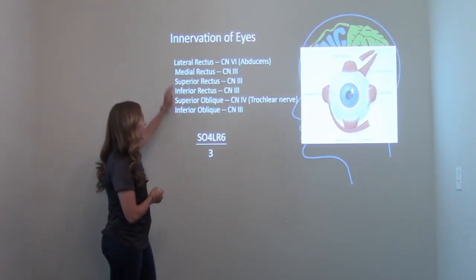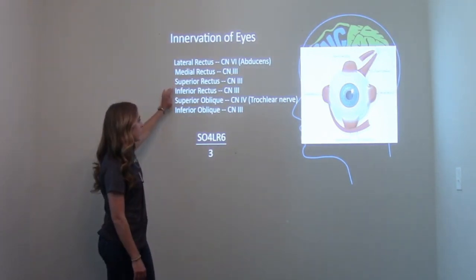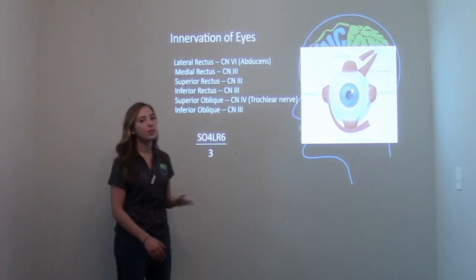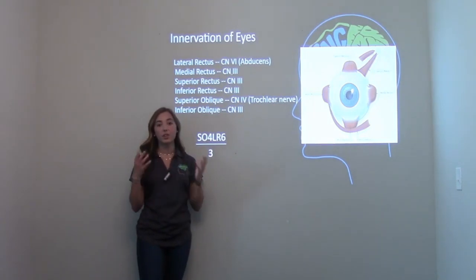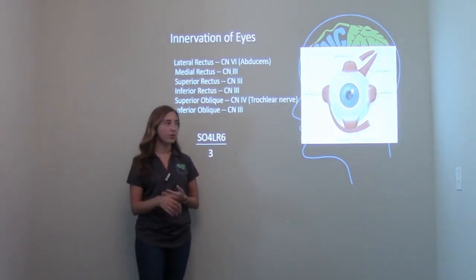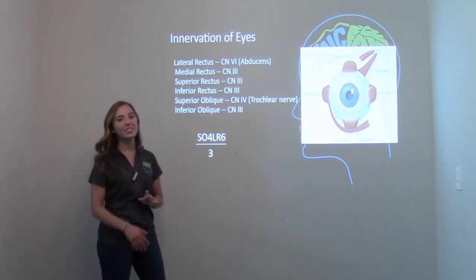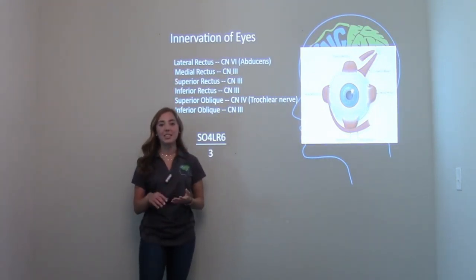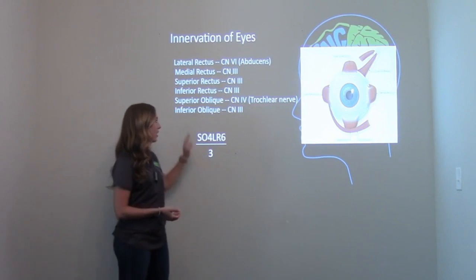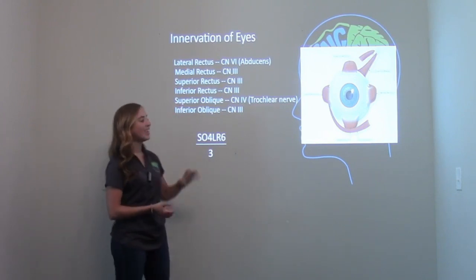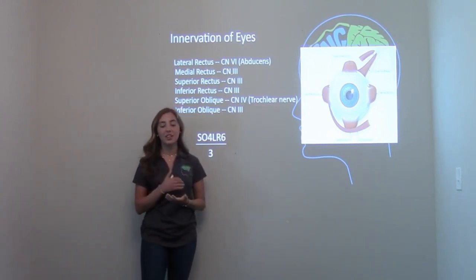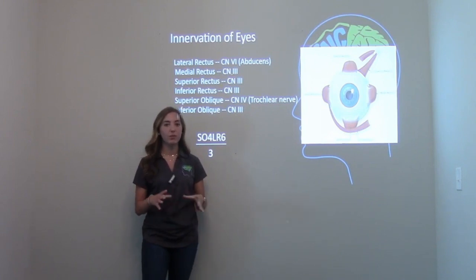Our medial rectus, superior rectus, inferior rectus, and inferior oblique are all innervated by cranial nerve 3, the oculomotor nerve. And then our lateral rectus is special. It is innervated by cranial nerve 6, the abducens. And our superior oblique is also special. It is innervated by the trochlear nerve, cranial nerve 4.